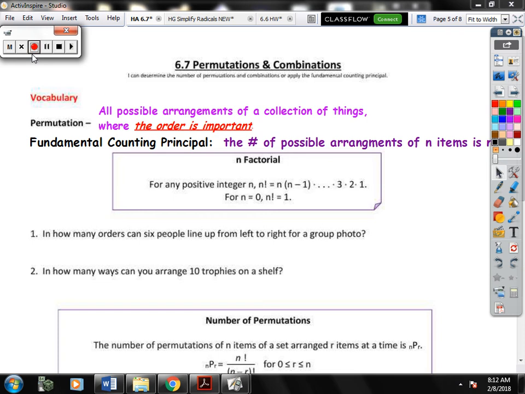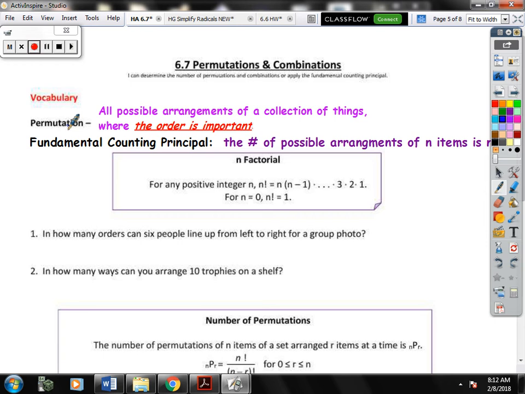So permutations and combinations are the number of ways you can arrange some items. So a permutation specifically is all of the possible arrangements of a collection of things where the order is important.